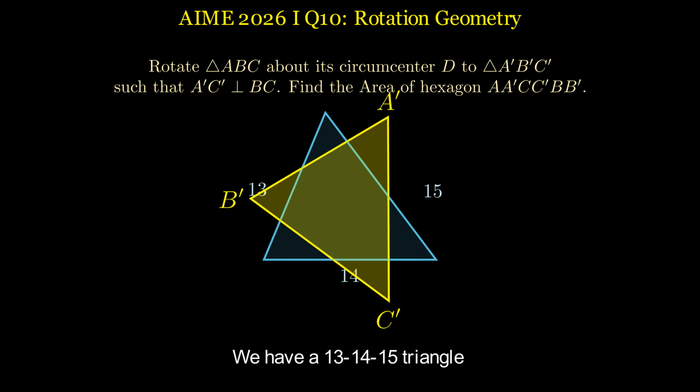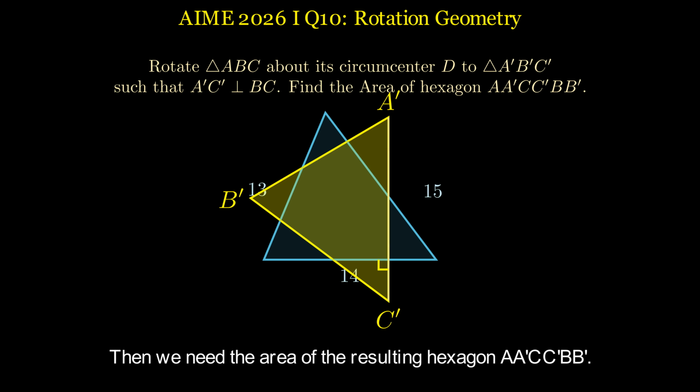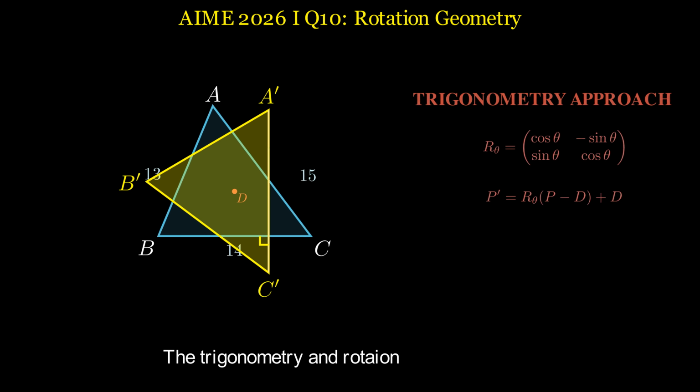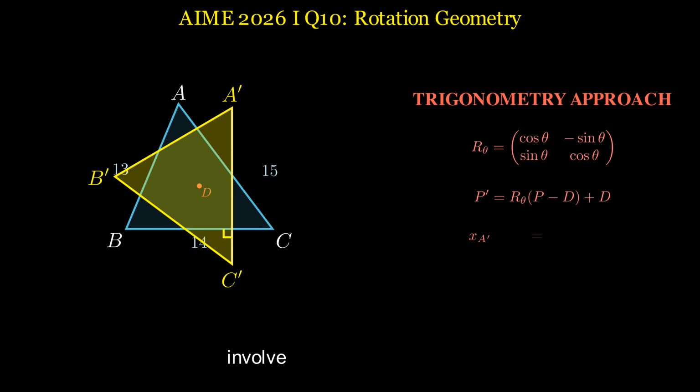Today, we will use a simpler approach. We have a 13, 14, 15 triangle. We rotate it until side A'C' is vertical. Then we need the area of the resulting hexagon AA', CC', BB'. The trigonometry and rotation matrix approach involves complex calculations and is time-consuming.